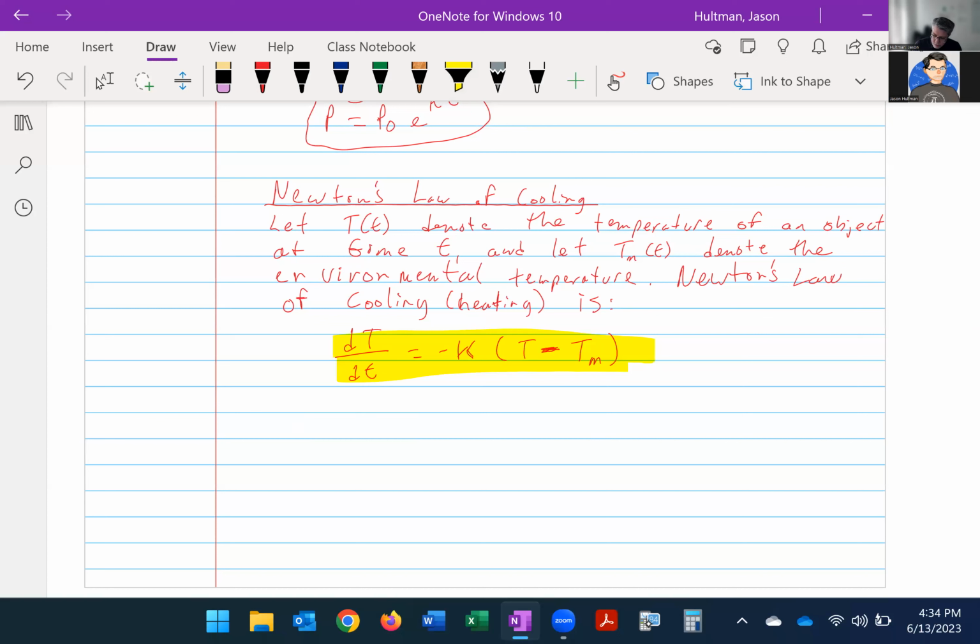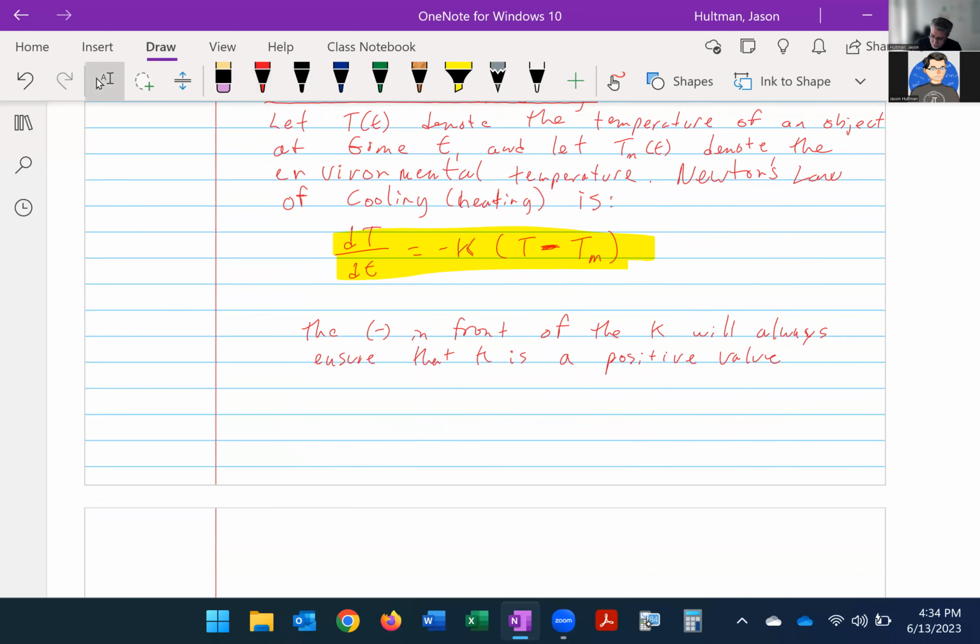Let's write that down. The negative sign in front of the K will always ensure that K will always be positive, a positive value. And why is that? Well, let's look at the two cases.